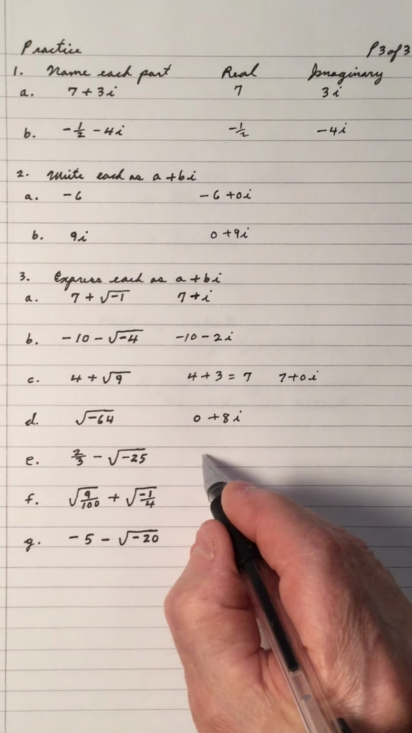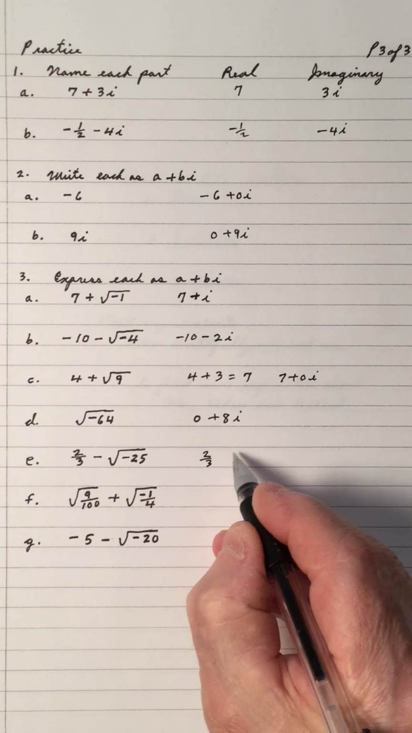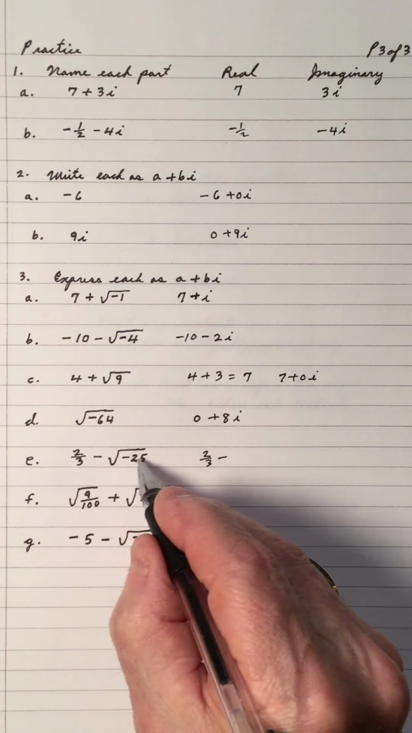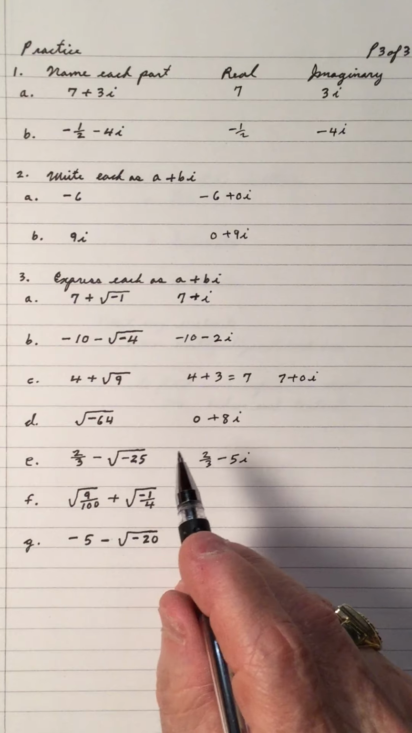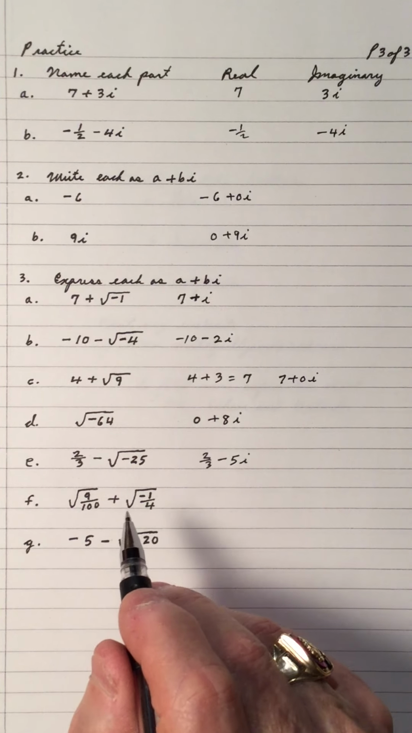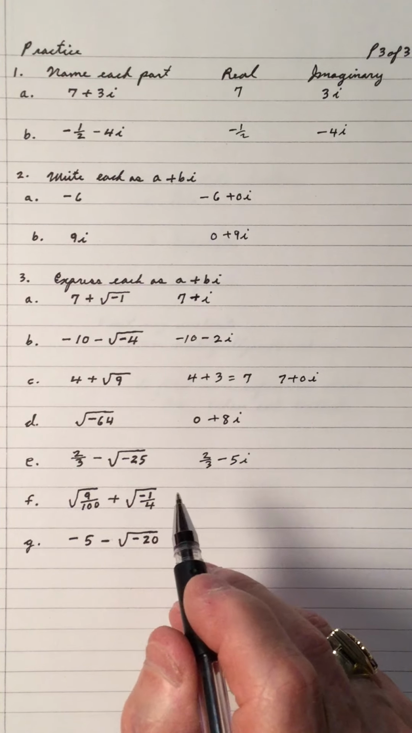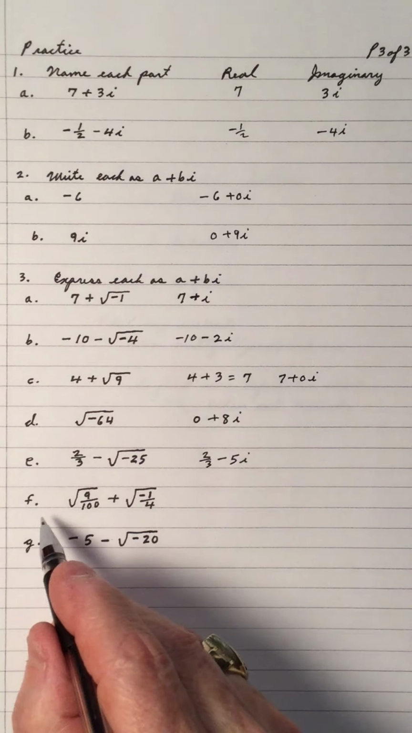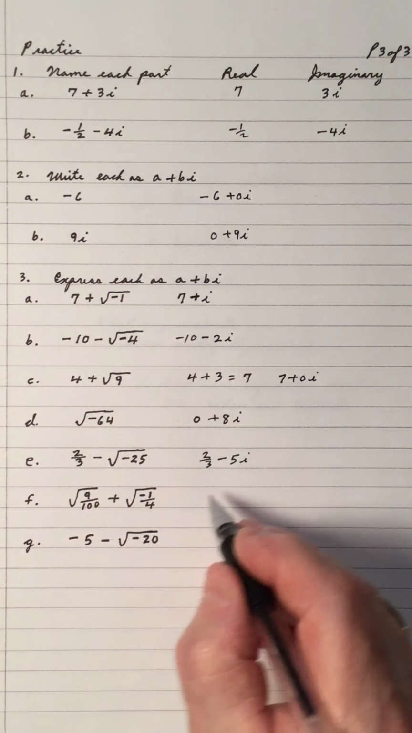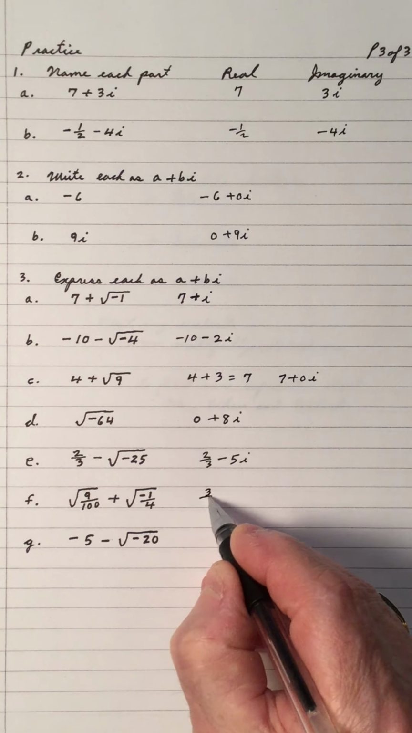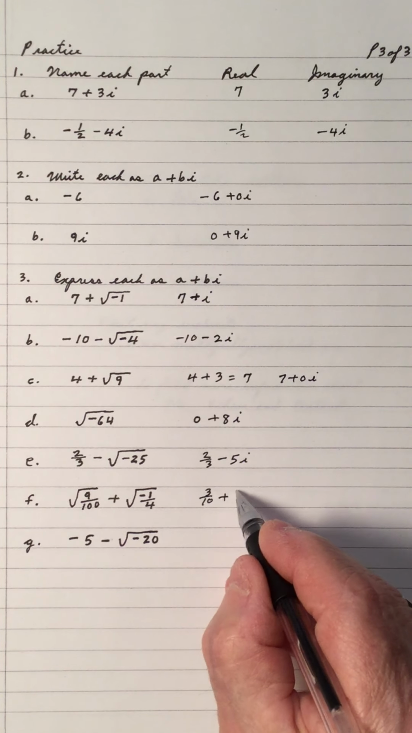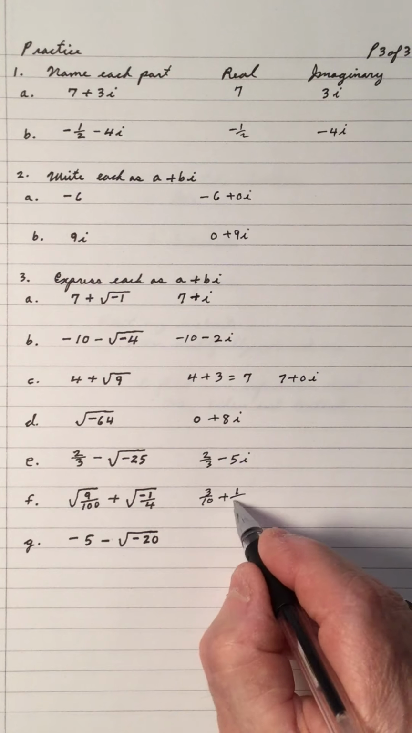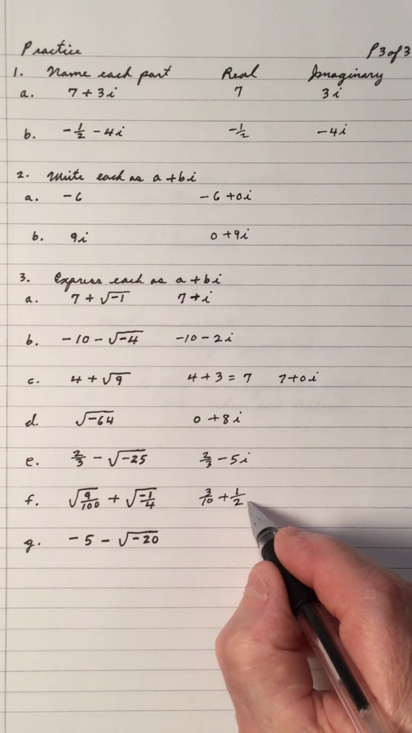E, we got 2/3 is the real part. And the imaginary part, the square root of 25 is 5 with an i. So notice you always simplify the square root of a negative number with an i. That's the imaginary part. F, the square root of 9 over 100 is 3 over 10. Plus, the square root of 1 is 1. The square root of 4 is 2. And because it's negative, we have an i.